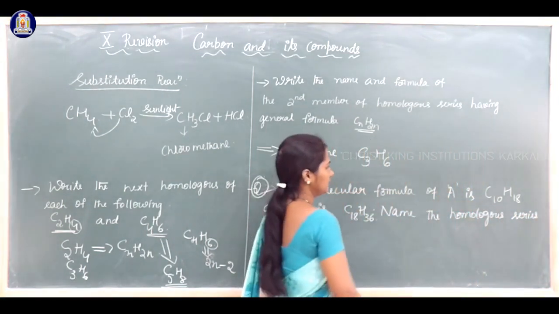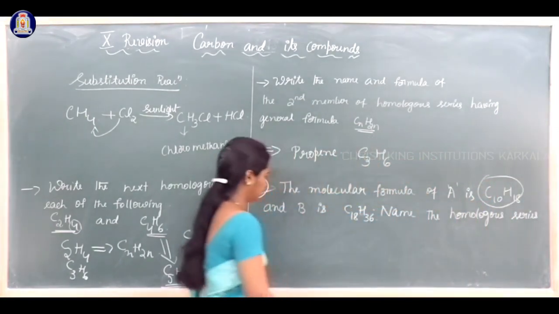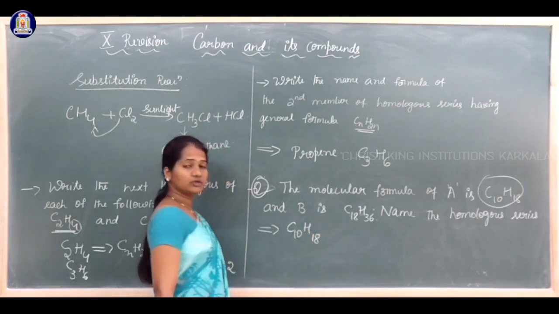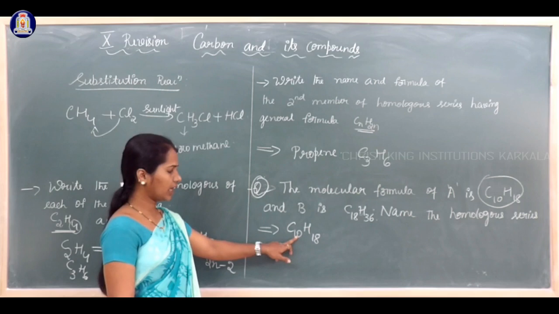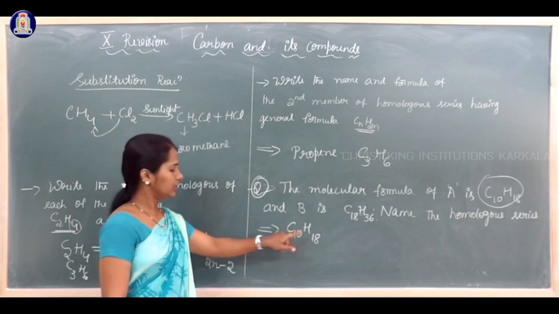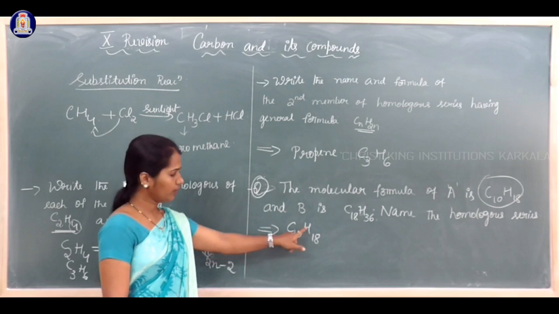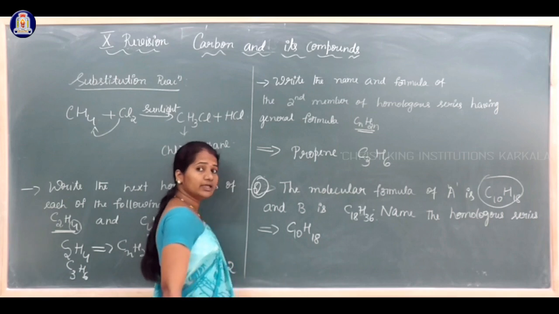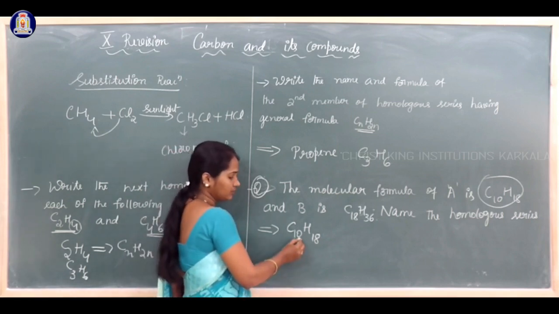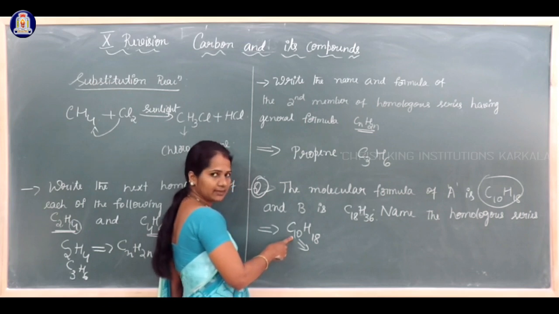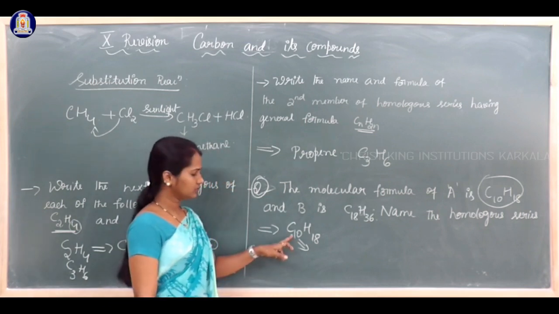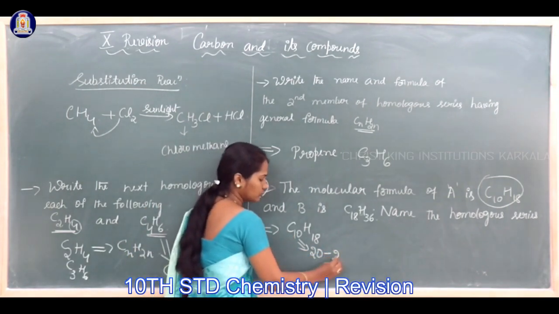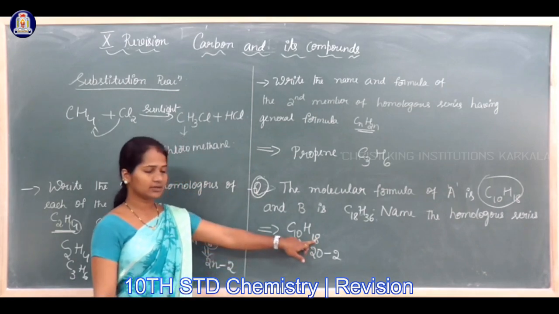So see the first one, C10H18. Now see the relationship between the number of carbon and the number of hydrogen. There are 10 carbon atoms. How many hydrogen atoms are there? There are 18 hydrogen atoms. So how will you get this 18? If you double this 10, double of 10 is 20. From 20 you subtract 2. 20 minus 2, you will get 18.